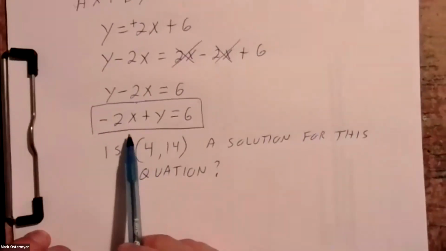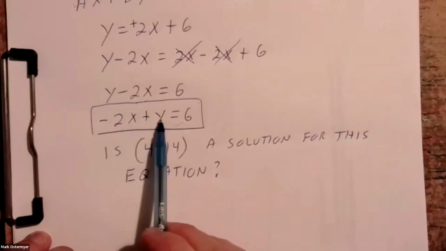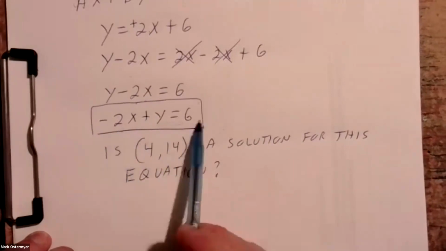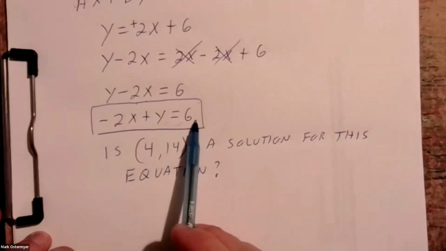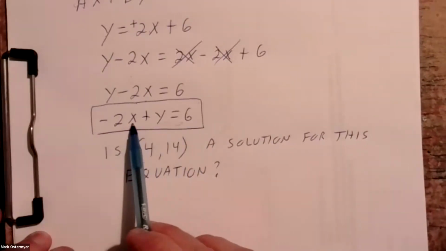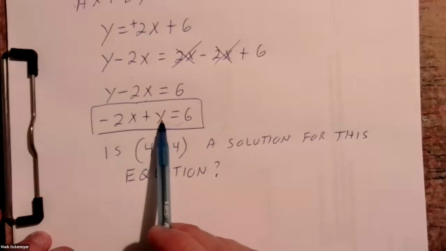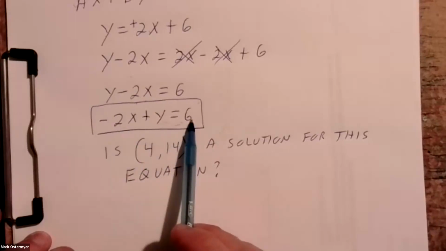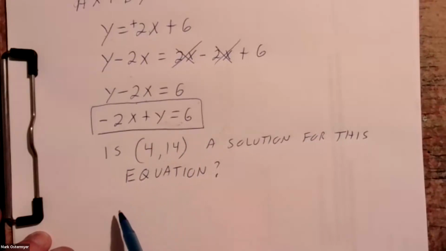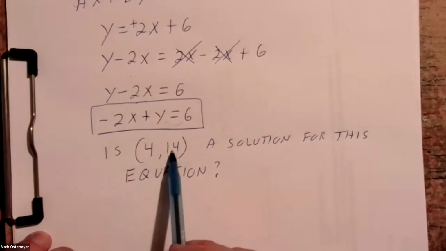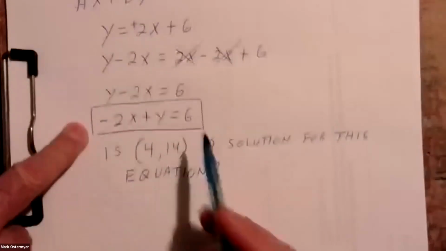Such that when we substitute the x coordinate in and the y coordinate in, we must get a true statement if the ordered pair is a solution to the linear equation. If after substituting the x coordinate value in and the y coordinate value in, we do not get a true statement, then the ordered pair is not a solution to the linear equation. Let's see if (4, 14) is a solution to this linear equation.